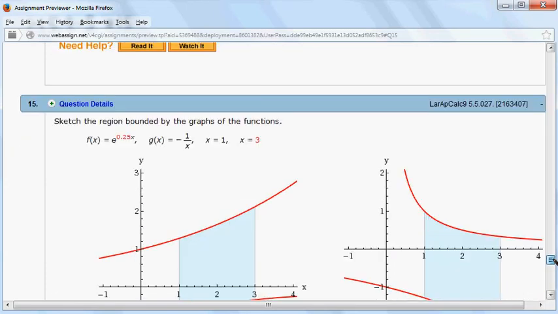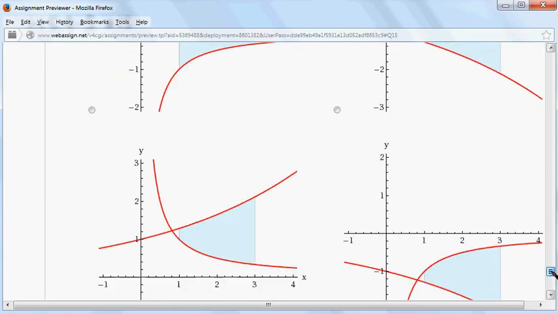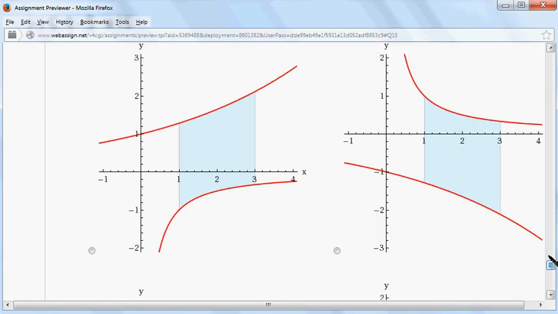All right, let's look at g of x. g of x is negative 1 over x. So when x is positive, the function is negative, so it has to be below the x-axis. So this is promising. And this guy is above the x-axis, so the third one cannot be it. So we know that this is the region, the very first one.